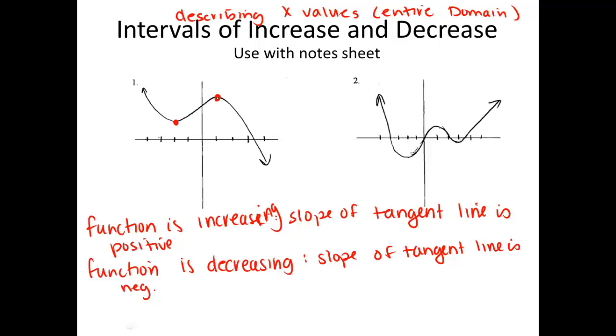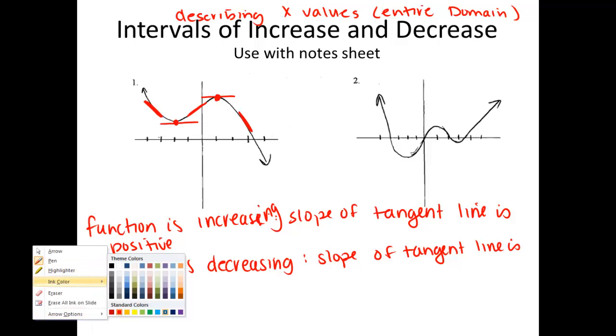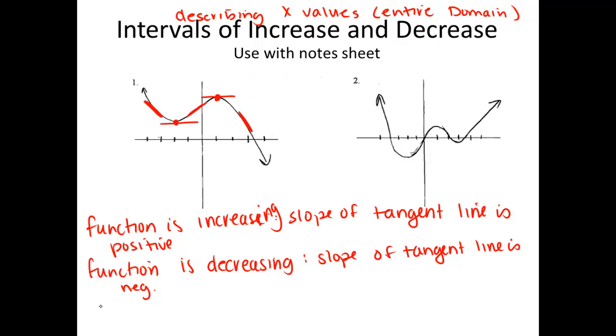So here our slopes would be 0. I'd be able to draw a tangent line where the slope is 0. Everywhere over here my slope is negative, and everywhere over here my slope is positive, and then again over here the slope is negative. So if I'm talking about increasing and decreasing, let's write it in this way. We're going to say f of x is increasing between -2 and +1.